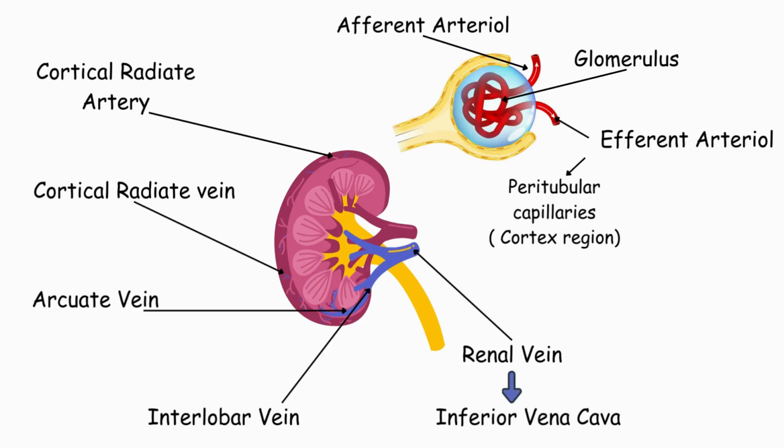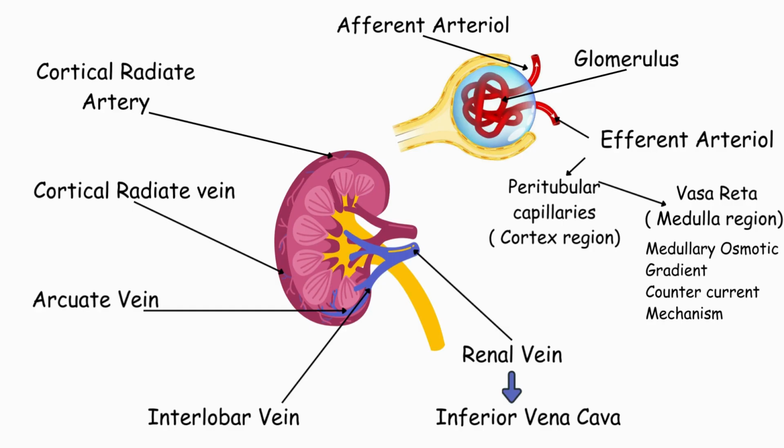However, in the medulla region, these peritubular capillaries coming from efferent arterioles are called vasa recta, and they supply blood to the medulla region or juxtamedullary nephron. It maintains the medullary osmotic gradient and plays an important role in the counter-current mechanism.